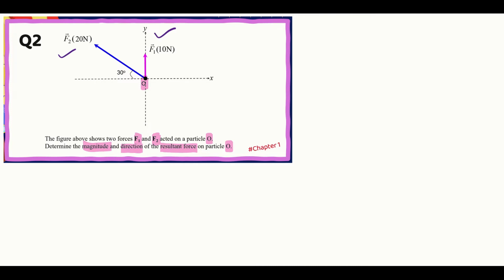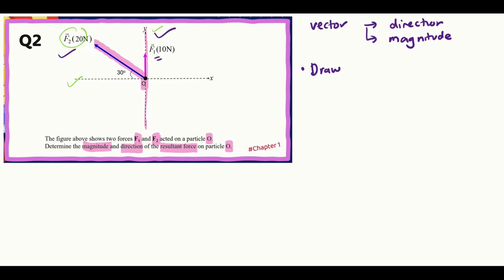As we know, force is a vector quantity, so it has direction and also magnitude, or the values. So we have to always start our solution by drawing or sketching the direction. First here we have F1. F1 is lying exactly on the y-axis, so we don't need to resolve. But F2 here is lying in between the x and y-axis, meaning that we need to resolve F2. So when we resolve F2, it looks like this.